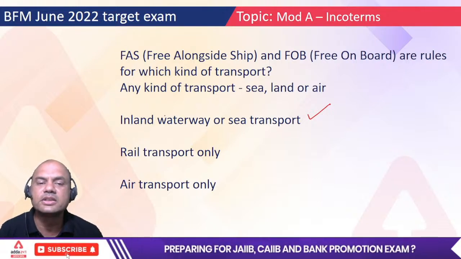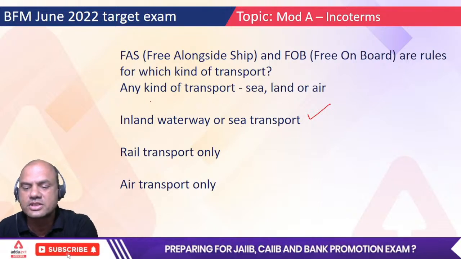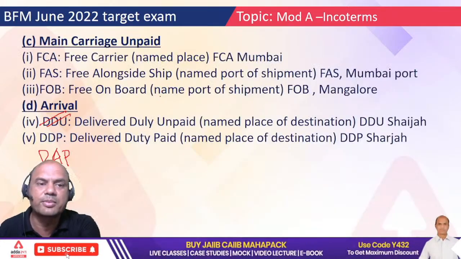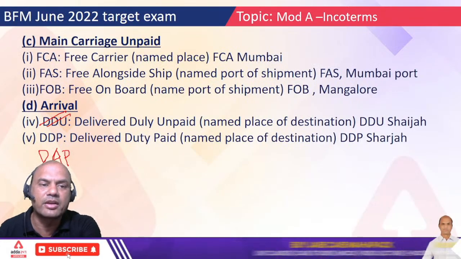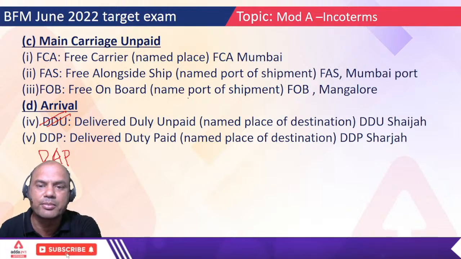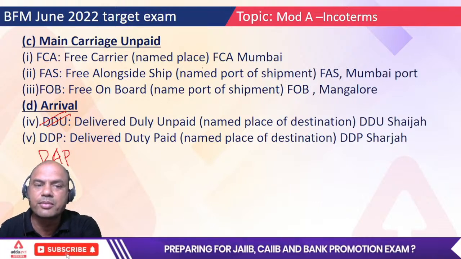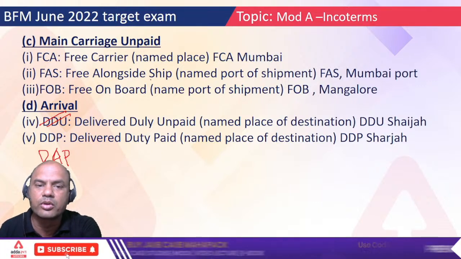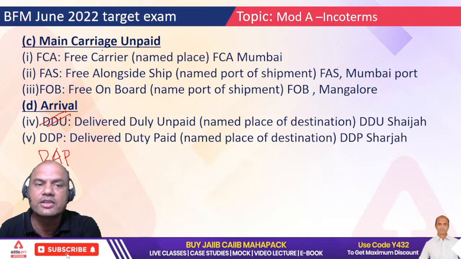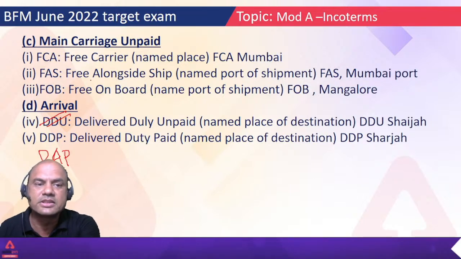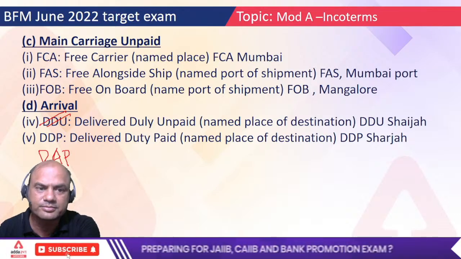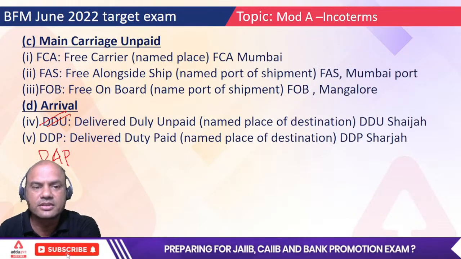Yes, the answer is correct. B. Because these are only used for ships. Okay, look at this part. Main carriage paid, FAS, FOB. See here, shipment alongside ship on board. These are used, and for truck it is FCA, free carrier, instead of FOB over here. Okay, next.